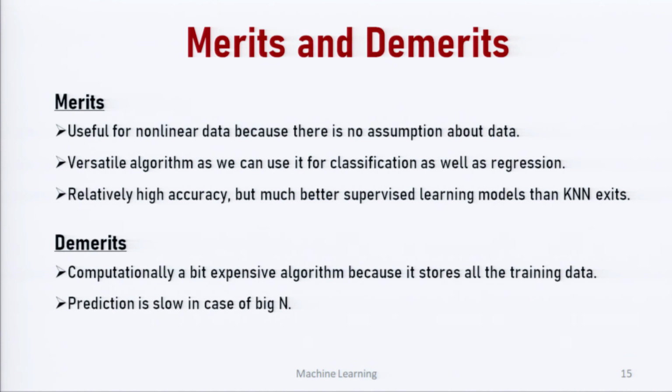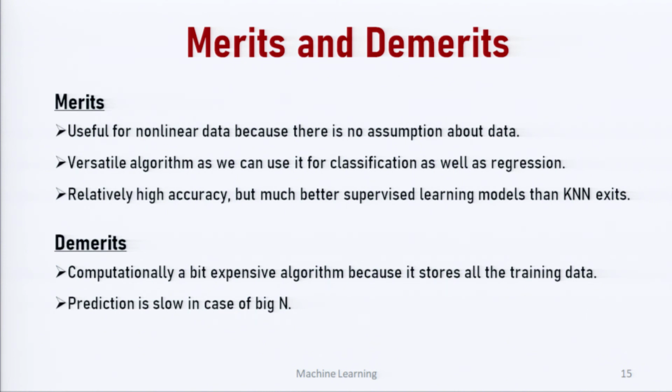Now, let us see what the advantages and disadvantages of this KNN algorithm are. Basically, it is useful for non-linear data because there is no assumption about the data. First, it is a versatile algorithm because we can use it for classification as well as regression problems. It gives relatively higher accuracy, but there are algorithms which may give higher accuracy compared to this.